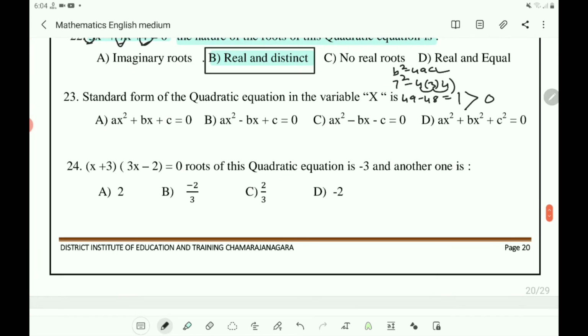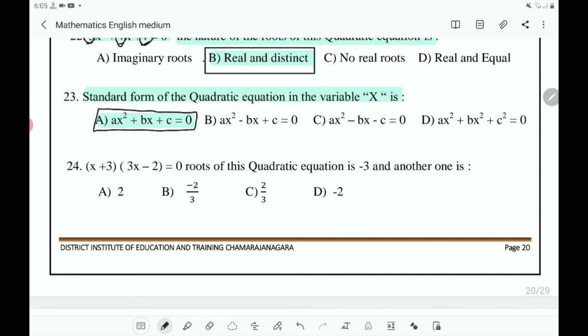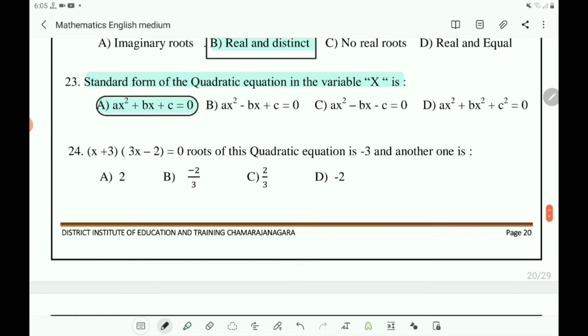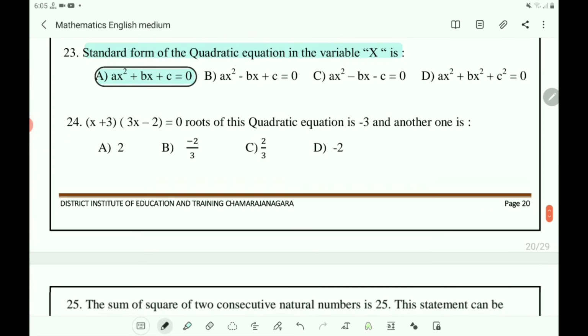Then you take the next question. Standard form of the quadratic equation in the variable x is. You know the standard form of the quadratic equation, that is ax squared plus bx plus c equals 0. You must know it. If you know the standard form, you can recognize the answer directly. So ax squared plus bx plus c equals 0.